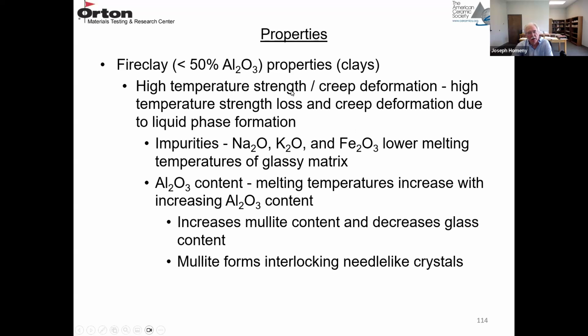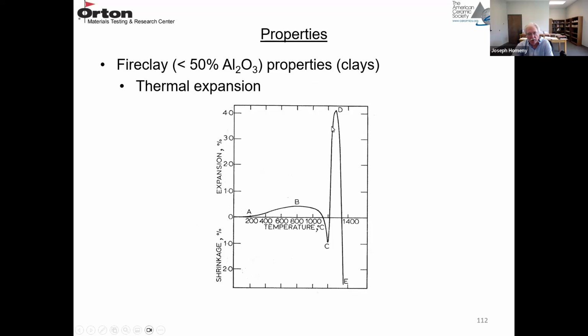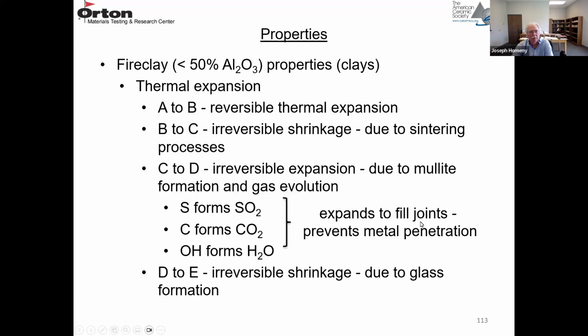So the high temperature strength, the creep resistance at high temperature, you have a strength loss and you have creep deformation because of the glass that forms. And you can see that readily right here on a thermal expansion trace. You can see where the glass forms.